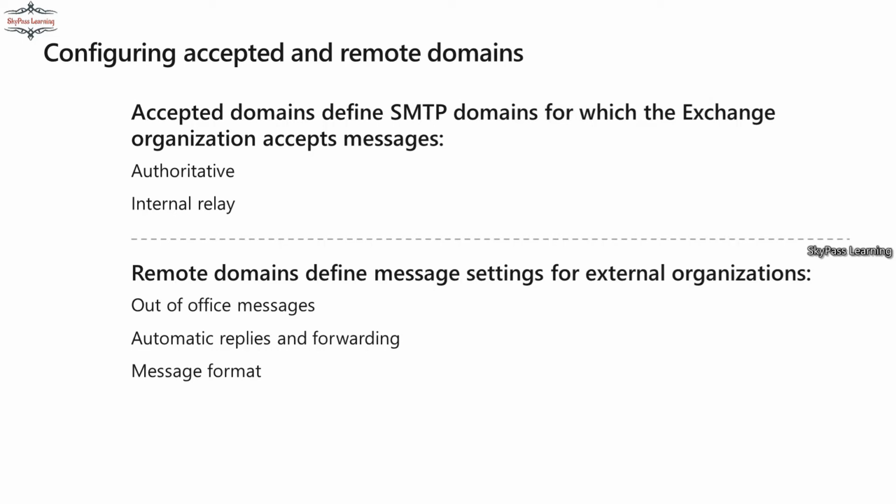And the next one is the remote domain. With the help of a remote domain, you can define domains that are external to your tenant Exchange organization, and you are using message delivery to that specific SMTP domain. For remote domains, you can set automated replies, you can set forwardings, you can define your message format, and you can define whether NDRs are enabled or not. These are the kinds of things you can add in your remote domain.